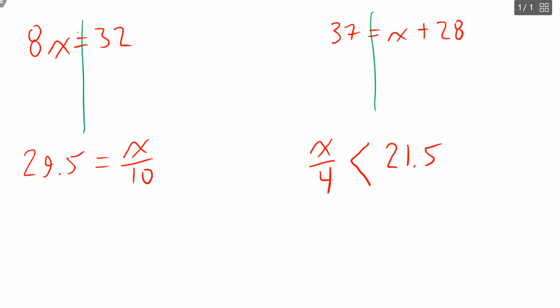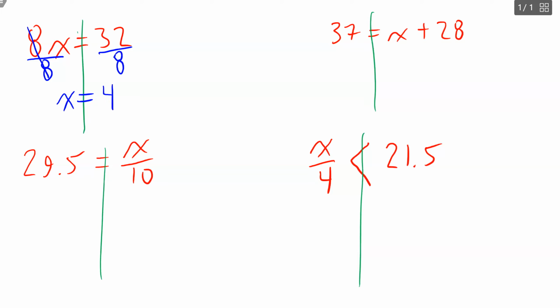So instead of x times 8, I need to divide by 8. But what I do to one side, I have to do to the other. I have to keep it balanced. And so 8 divided by 8 is 1. 1 times x is x. So that leaves me with just x. I can bring down my equal sign. 32 divided by 8 is 4. And so now I have a solution of x equals 4.